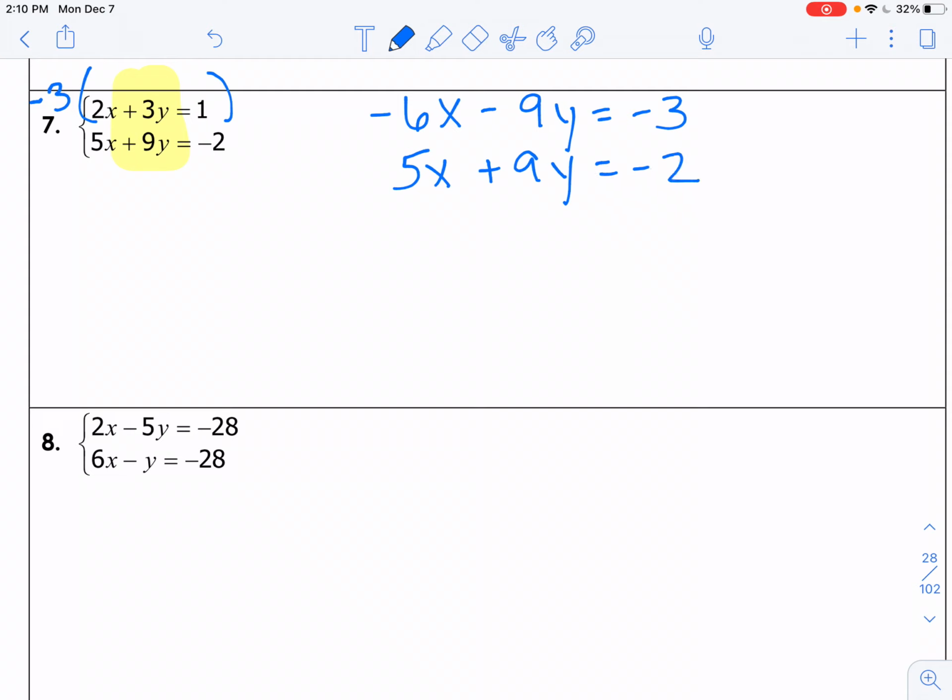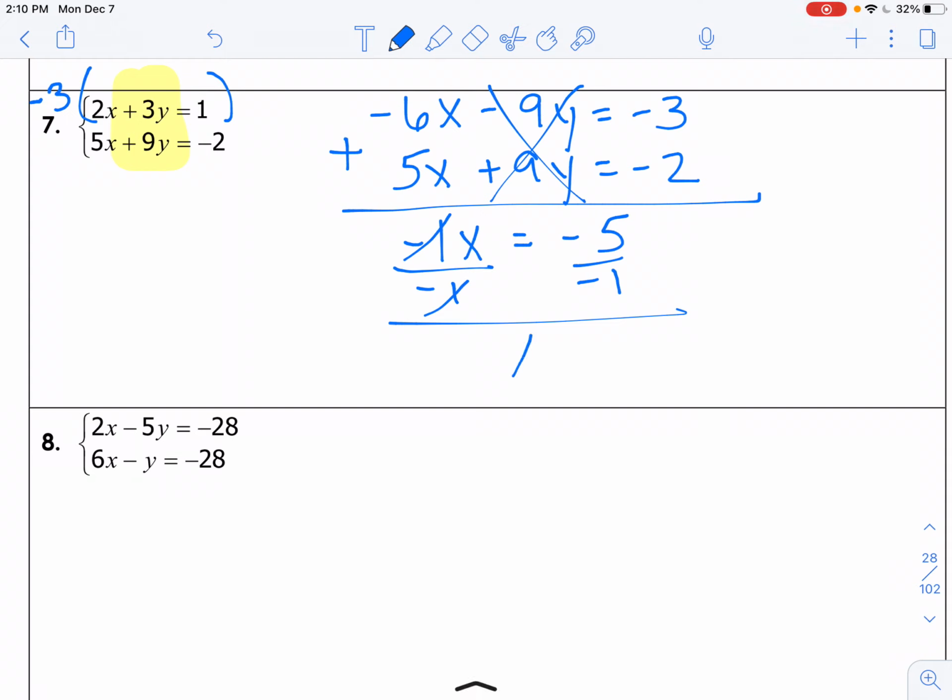And I'm going to eliminate those negative and positive 9y's by adding them together. Those will cancel each other out. -6 plus 5 is a -1x. -3 plus -2 is a -5. Got to get rid of that negative, so I'm going to divide out the -1. X equals +5.